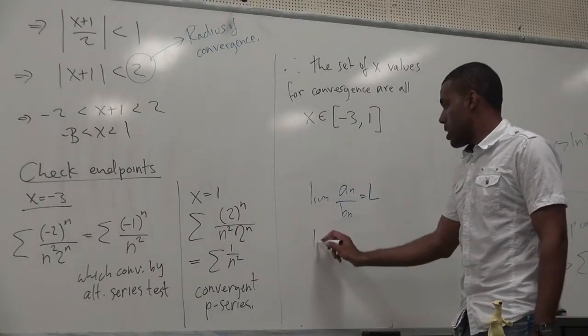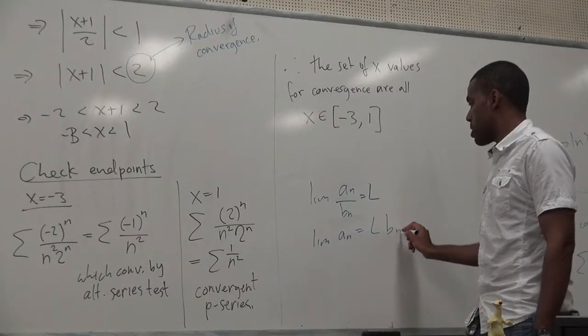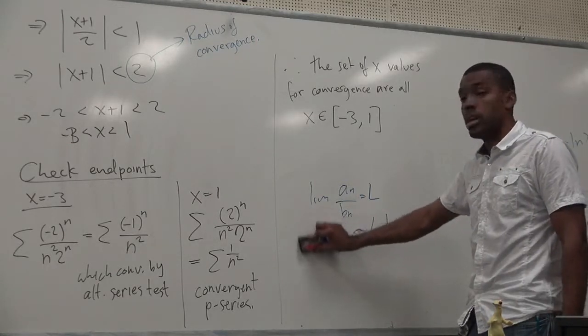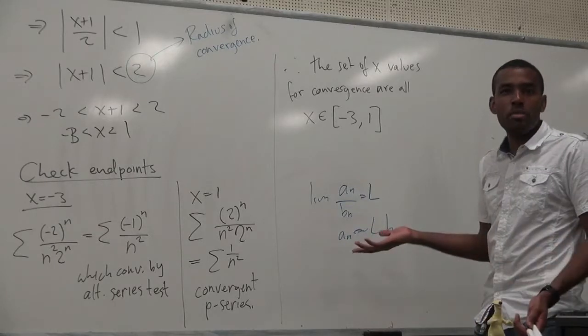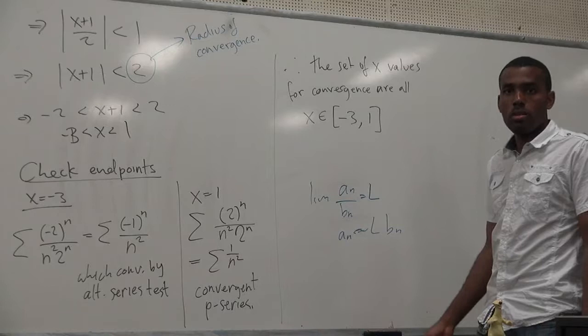So in other words, that's saying that a_n behaves like some constant times b_n. So it means they grow at the same rate. One is just a constant multiple of the other. That's sort of how it works.